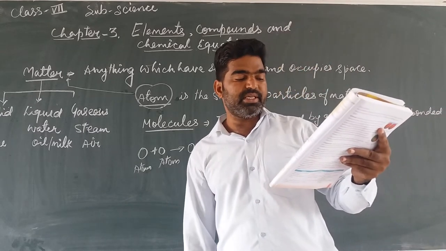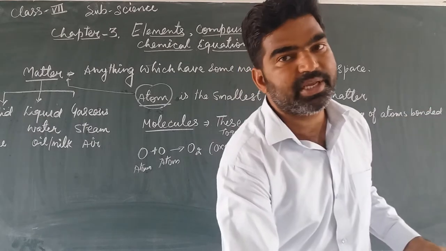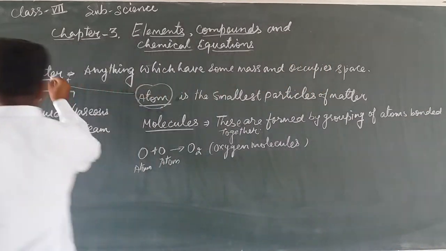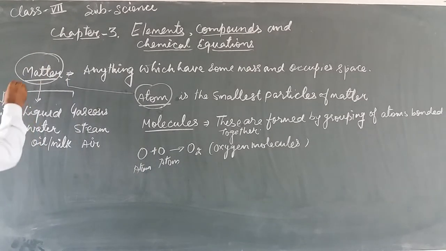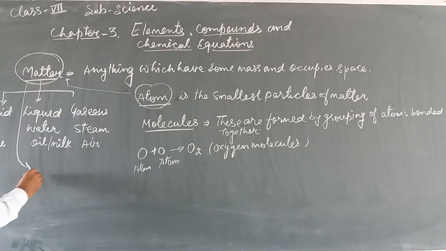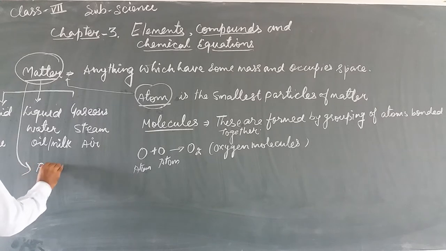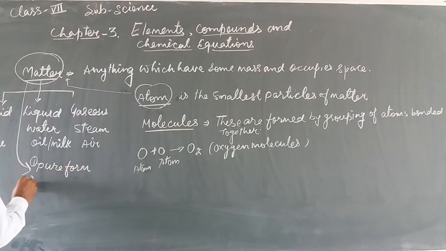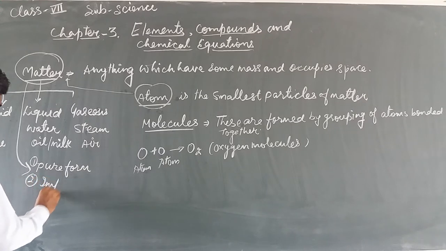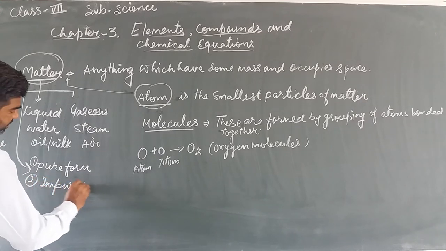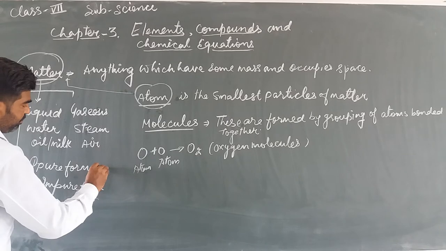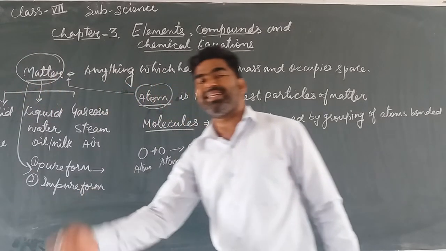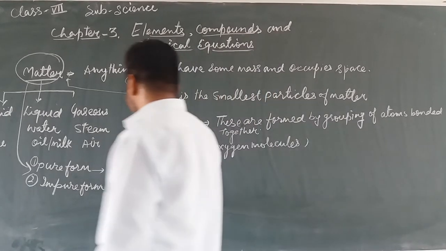Matter or substances can be classified as pure substances and impure substances. Then this matter is further classified into different forms: pure form and impure form. So in the pure form, we are going to discuss the elements and compounds.